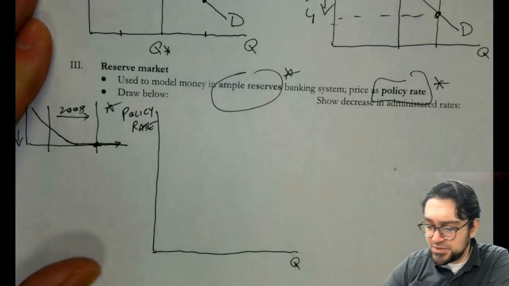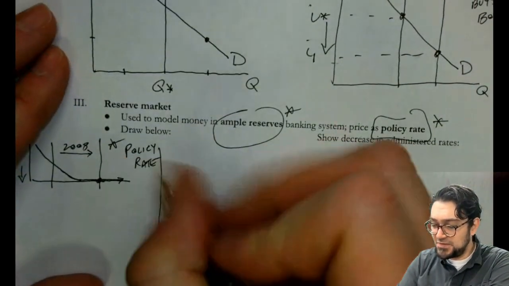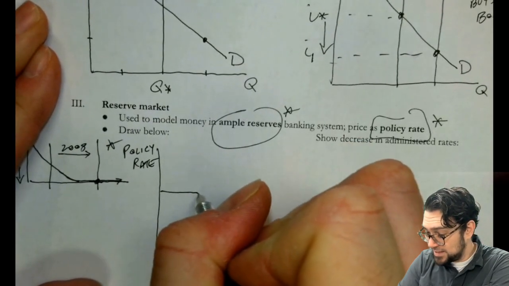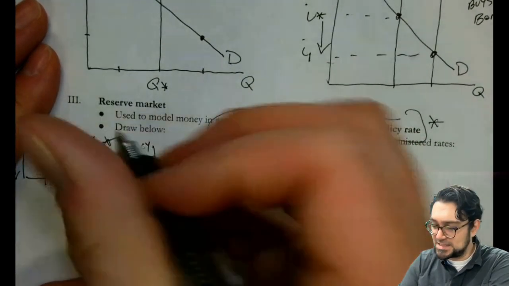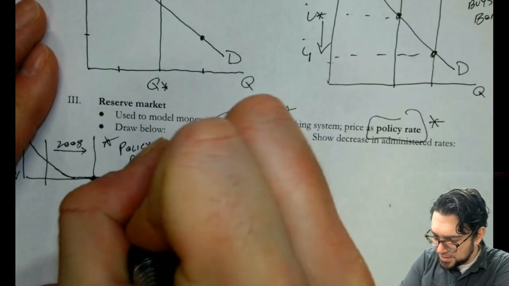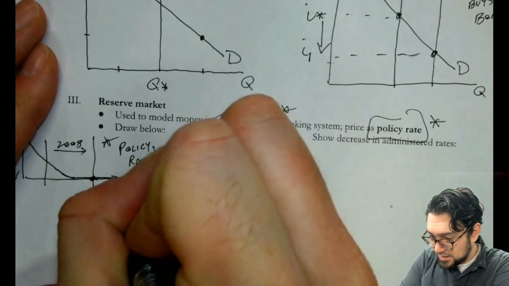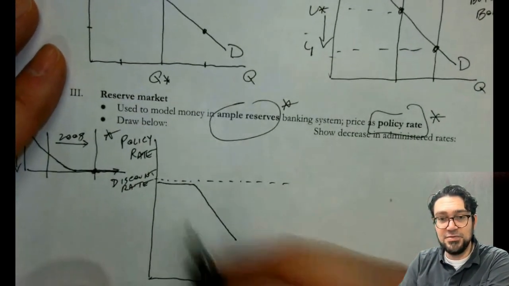Now, the other trick to this is that the top of the demand curve is actually going to flatten out. Let me talk about why that is. It's a standard looking demand curve up to about here. Here it flattens out, and that's because there's this thing called the discount rate. The discount rate effectively is a price ceiling on this demand for money.